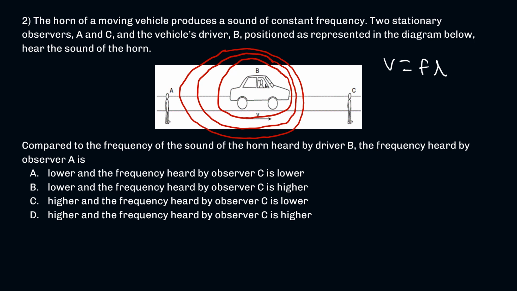So say at the very front here, going towards observer C, I have a shorter wavelength. My velocity is the same, so if I have a shorter wavelength here, I must have a higher frequency in order to combat that. It would then be the opposite for A, because I have a longer wavelength, so my frequency would then go down.